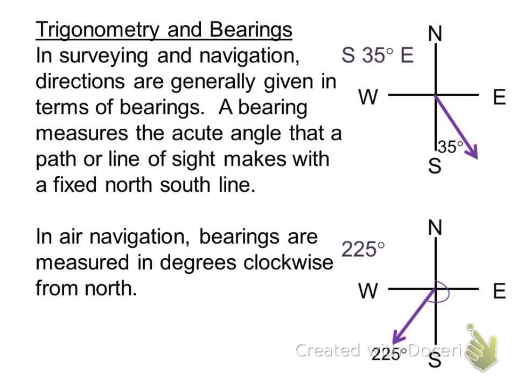In air navigation, bearings are measured in degrees clockwise from the North Pole. So in this second picture, we see that the angle that is formed is coming from the North Pole around clockwise 225 degrees. So we would just say that that is 225 degrees.